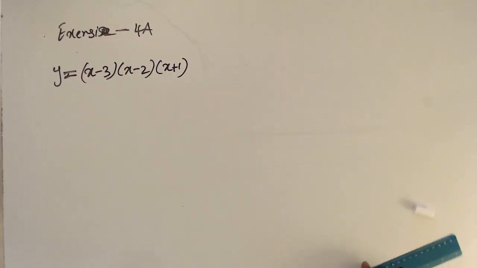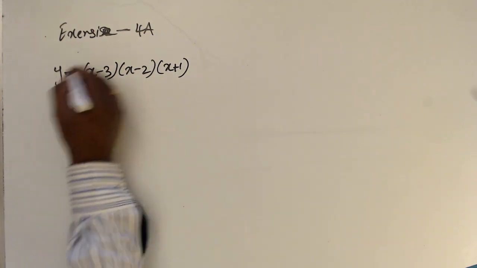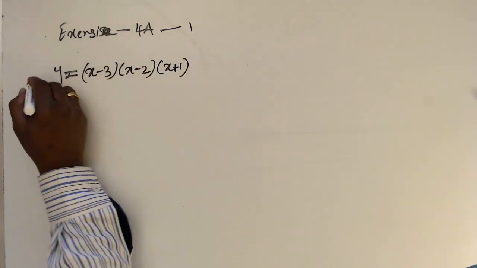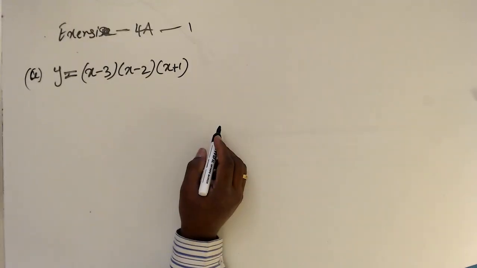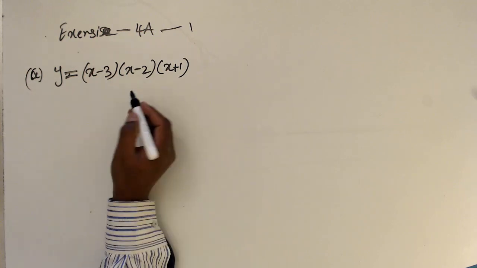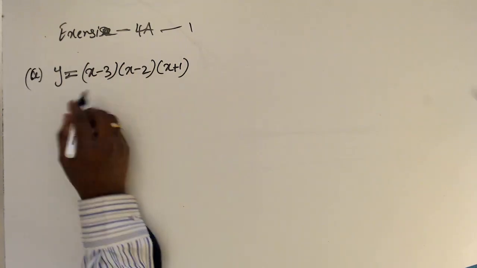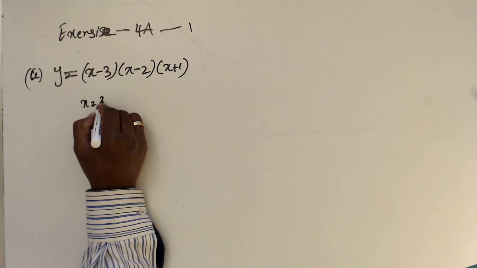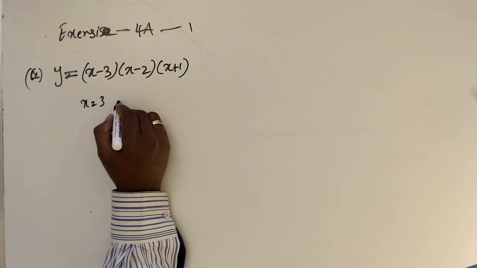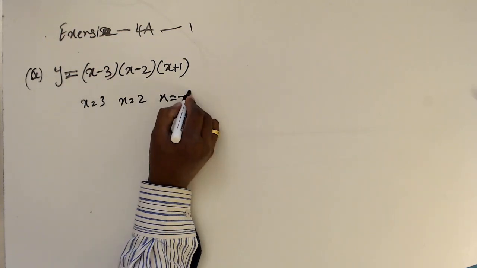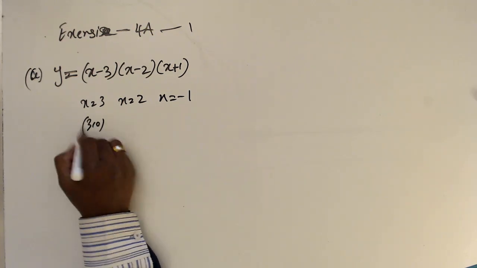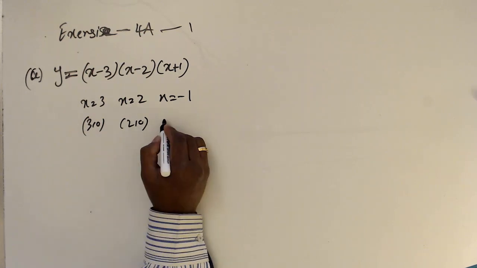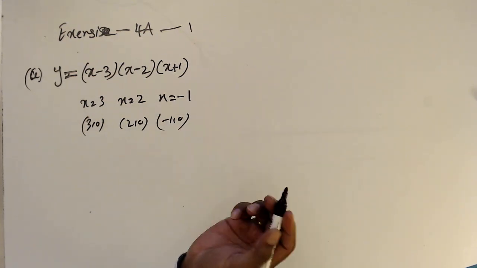Let's discuss the exercise for question number 3, question 1, part E. When you look at it, what are the roots? x equals 3, x equals 2, and x equals minus 1. So the coordinates you can write are (3, 0), (2, 0), and (-1, 0).